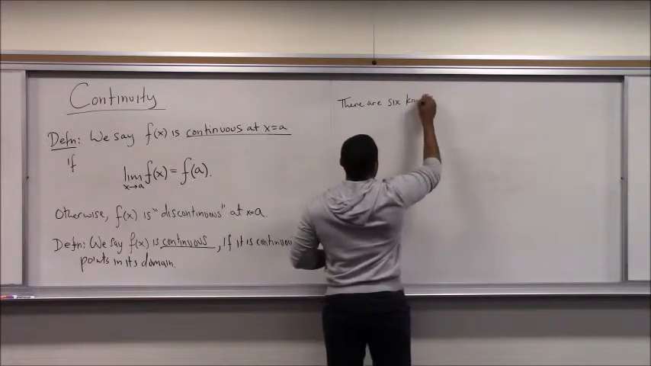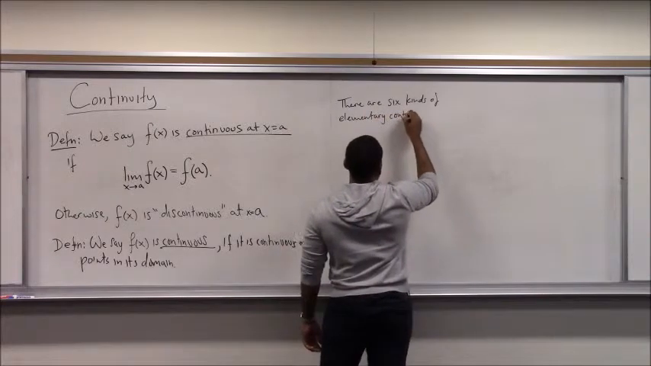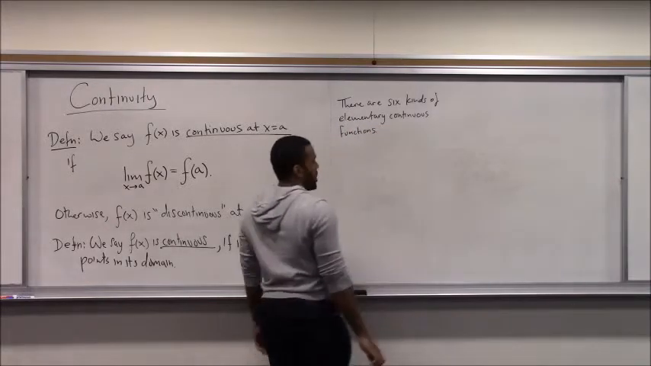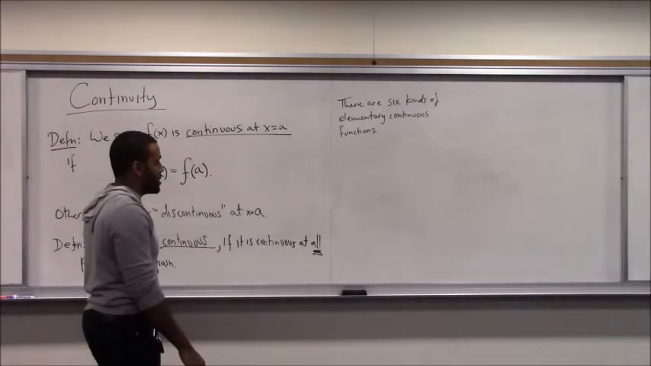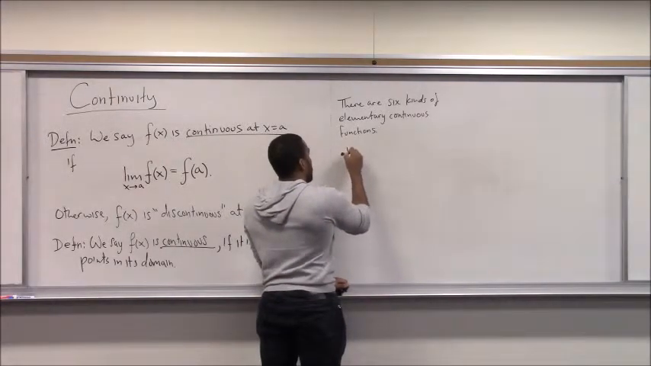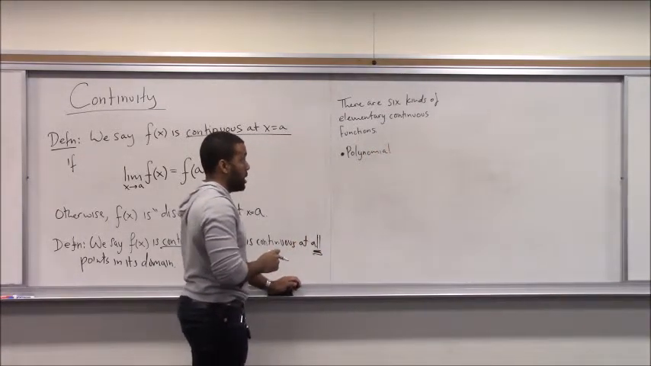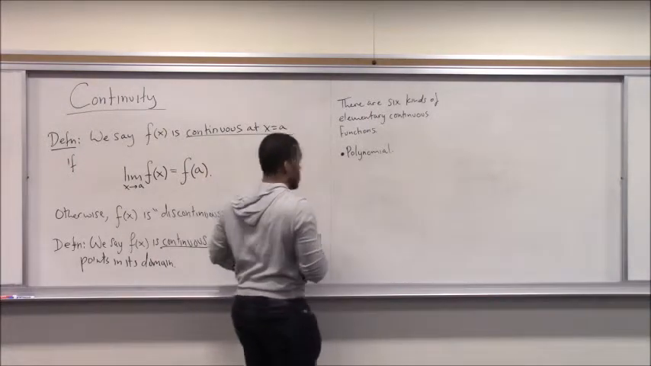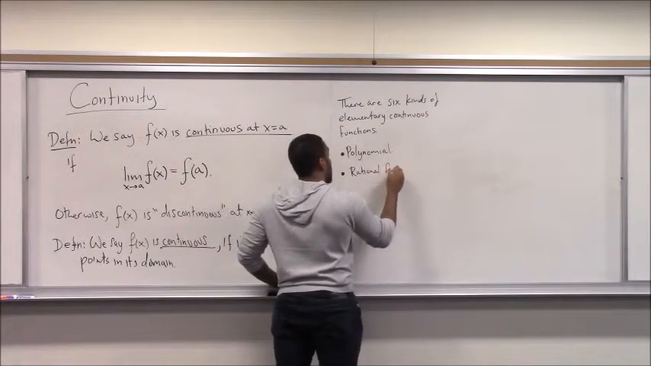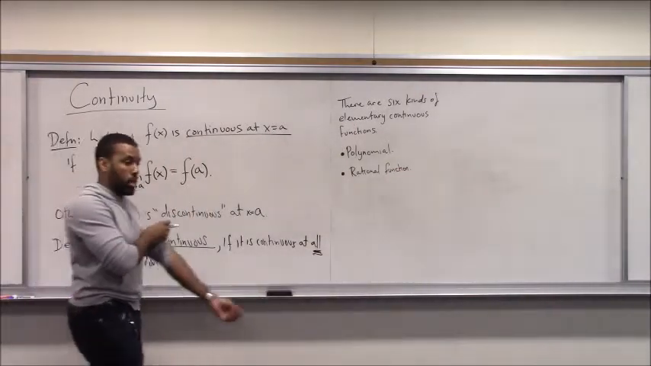There are 6 kinds of elementary continuous functions. Elementary means we study them in undergrad calc classes because they're nicer to deal with. You can have non-elementary functions that are really kind of sticky. A polynomial is such a function. At every point in the domain of the polynomial, which is the entire real line, this equation is true. Rational functions, this is true for rational functions. Meaning, as long as we're in the domain, as long as the denominator is not 0, this equation will work for every single point of a rational function.